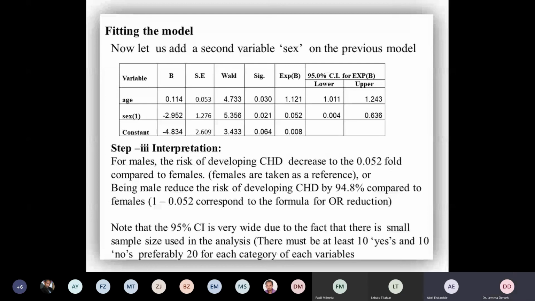For female, the risk of developing CHD decreases to 0.05 fold as compared to female, it says. It shows a decrease by 0.05 here. Then next, being male reduces the risk of developing CHD by 94, approximately 95%, compared to the female.